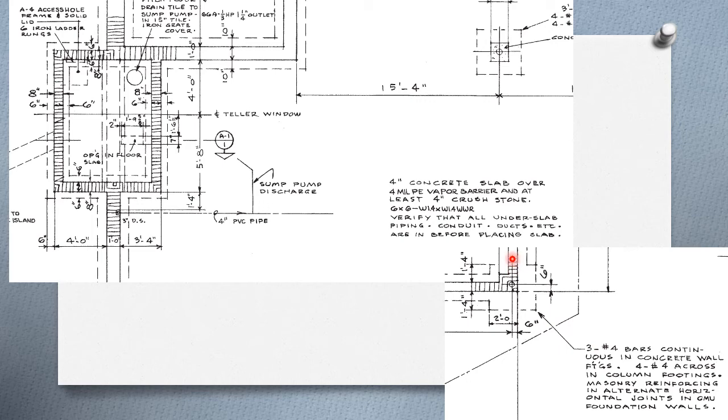Notice we are looking at 3 number 4 bars continuous in wall footings. At a column footing, I want 4 number 4 bars across, and the masonry reinforcing in alternate horizontal joints in CMU foundation walls. So every other layer of cinder block will have a reinforcing through it. And we'll talk about this in just a second.